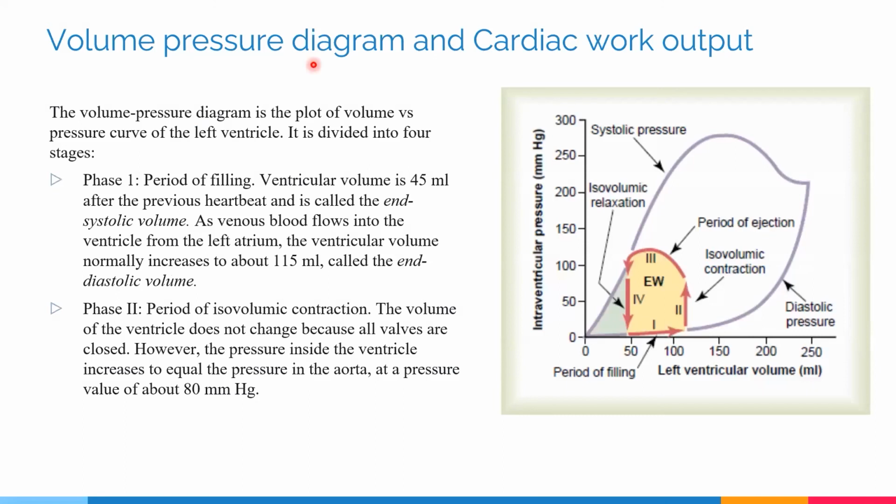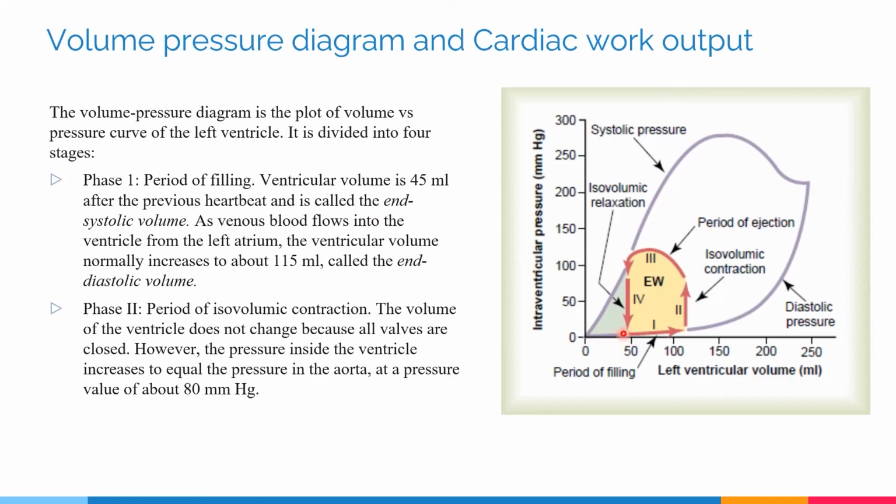Next, we move on to the volume pressure diagram and cardiac workout. The volume pressure diagram, as is shown here, is the plot of volume versus pressure that occurs in the left ventricle during the cardiac cycle. This whole volume pressure diagram is divided into 4 phases. Phase 1 is the period of filling, where the ventricular volume is about 45 milliliters after the previous heartbeat, and it is obviously the end systolic volume.